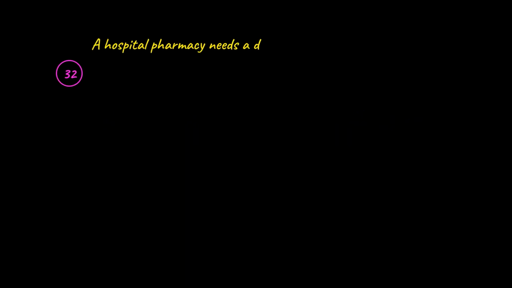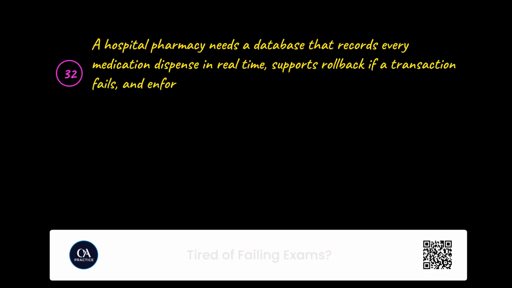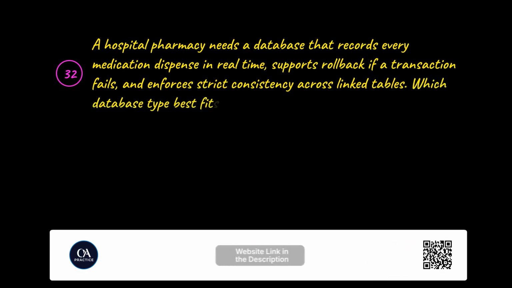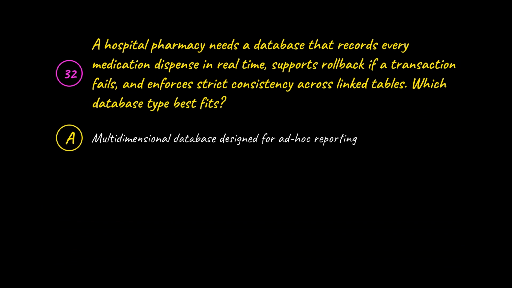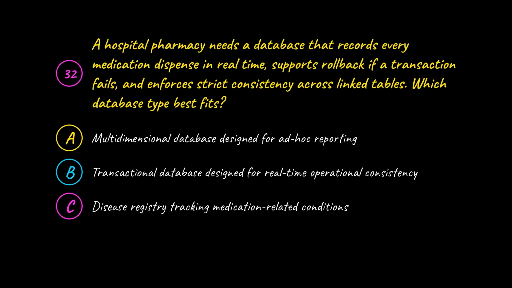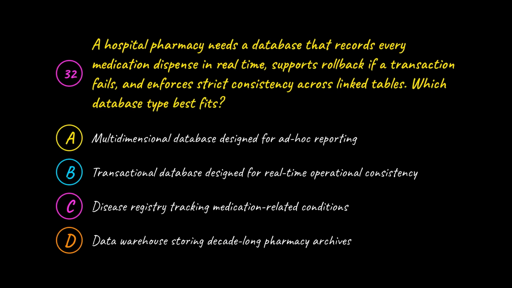Question 32. A hospital pharmacy needs a database that records every medication dispensed in real time, supports rollback if a transaction fails, and enforces strict consistency across linked tables. Which database type best fits? Your options are A. Multidimensional database designed for ad hoc reporting, B. Transactional database designed for real-time operational consistency, C. Disease registry tracking medication-related conditions, D. Data warehouse storing decade-long pharmacy archives. Got a guess? Lock it in.